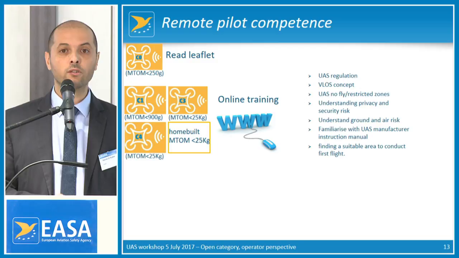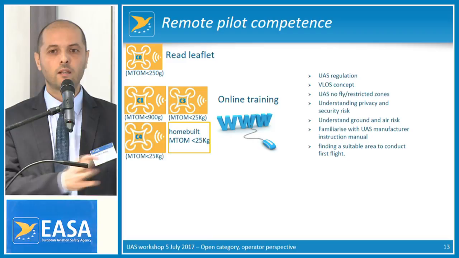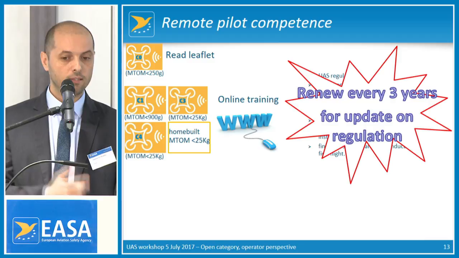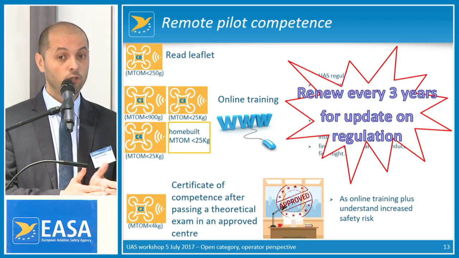We make sure that when you do the first flight, even if you can operate over people, you do it in an area where there is no one, so you can start training yourself, and then when you are more familiar, you fly as the limitations are. Also, we ask to renew the training every 3 years, but the renewal will only be for possible updates to the regulation, so also in this case it will be very quick. Only for the C2, we have something more. The C2, you are flying closer to people, so some additional risk.